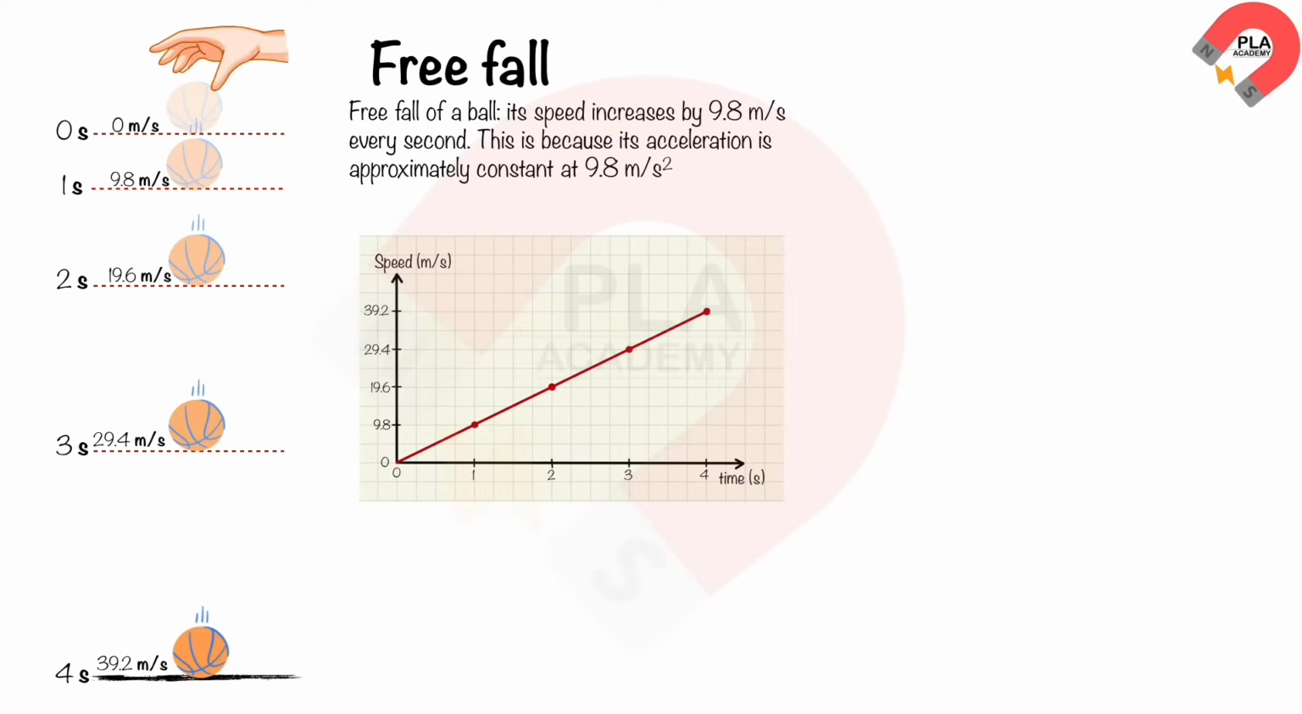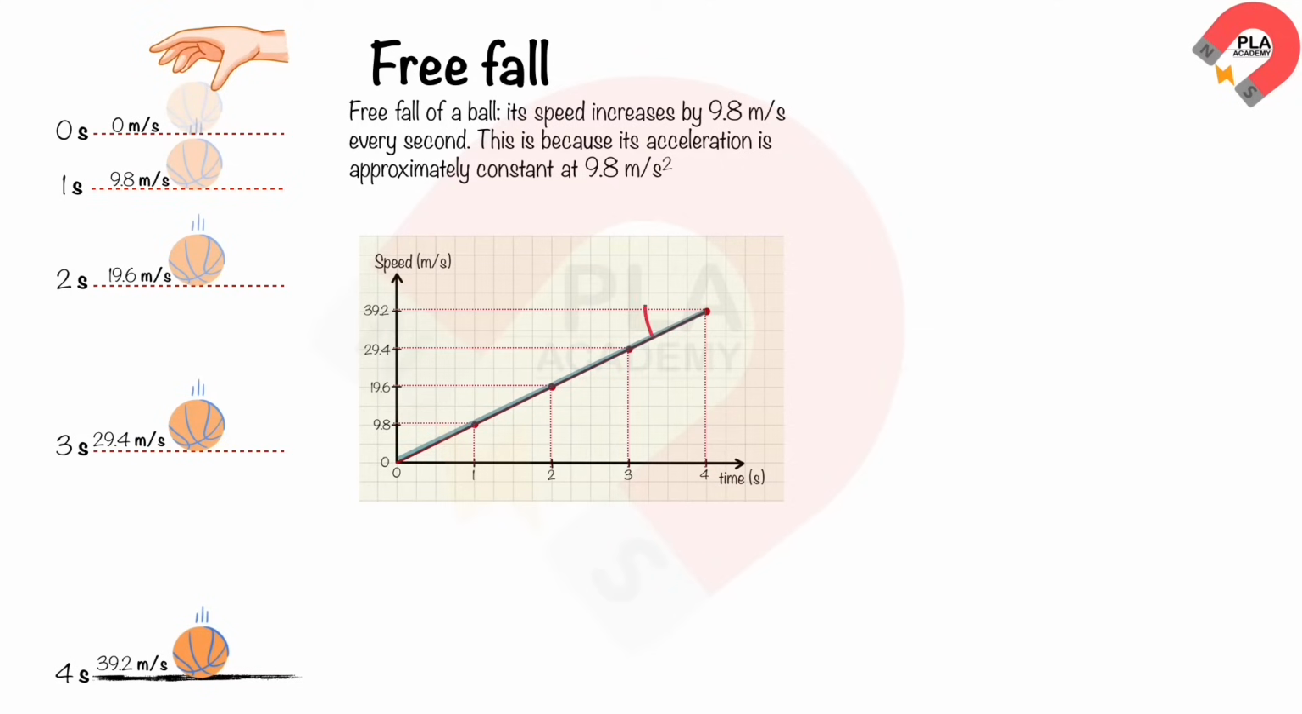The speed time graph of a free fall. The speed of a ball increases 9.8 meters per second every second. Therefore, we plot the graph with the following points. Time 1 second, speed is 9.8. Time 2 seconds, speed is 19.6. Time 3 seconds, speed is 29.4. Time 4 seconds, speed is 39.2. Then we draw a straight line from the origin.